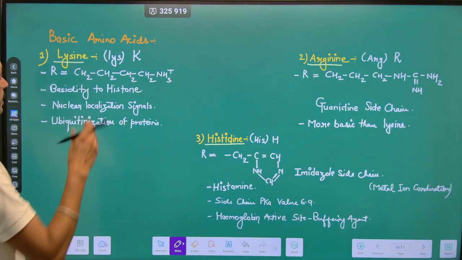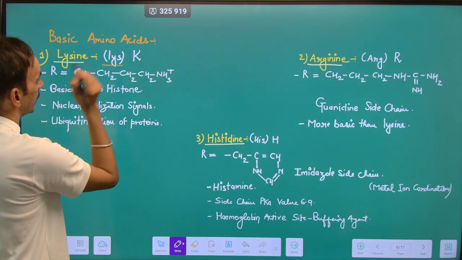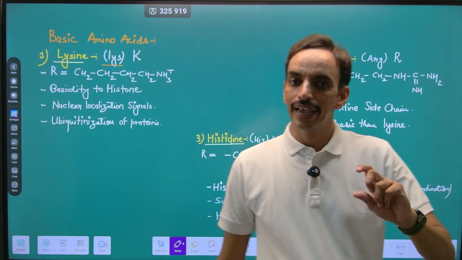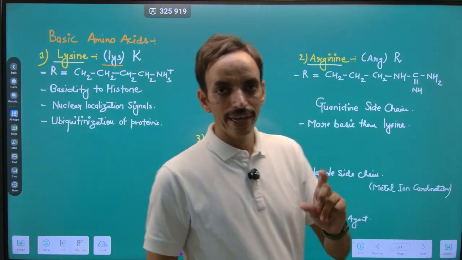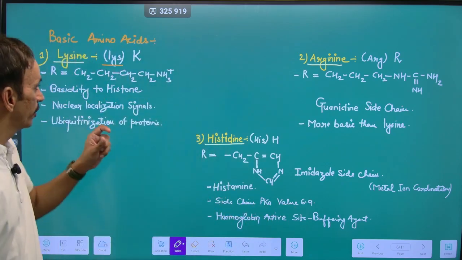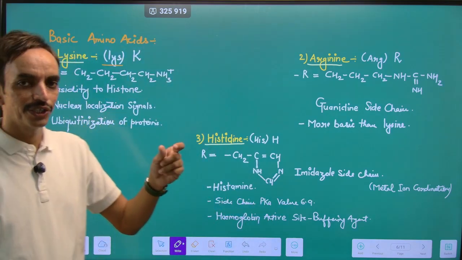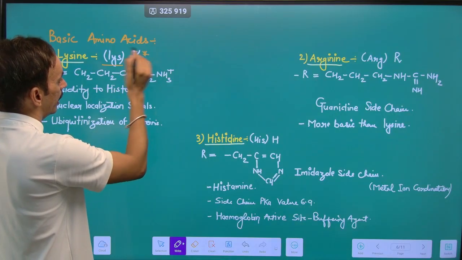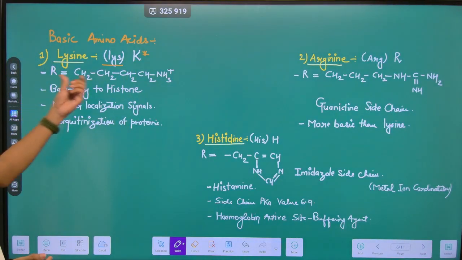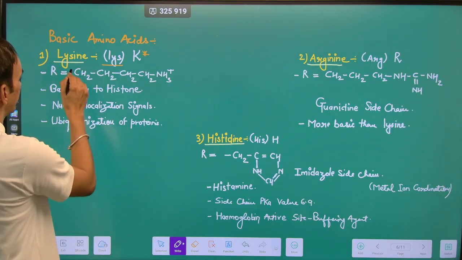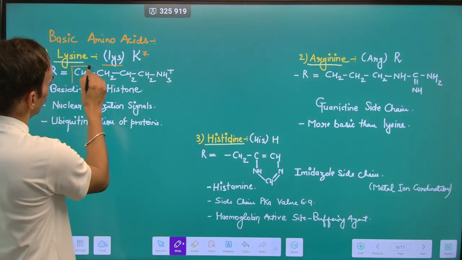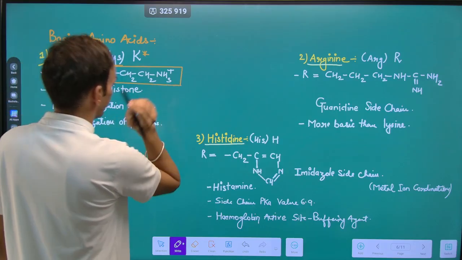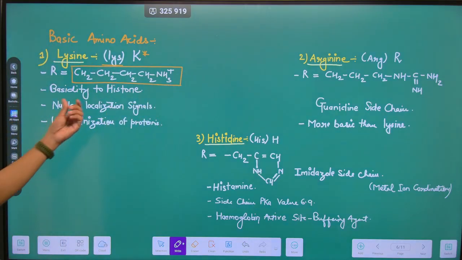Lysine is abbreviated as LYS. Because you have already used L for leucine, you cannot use the alphabet L. So on the basis of pronunciation, lysine is denoted by the alphabet K. The side chain of lysine contains this group. So it is a basic amino acid.